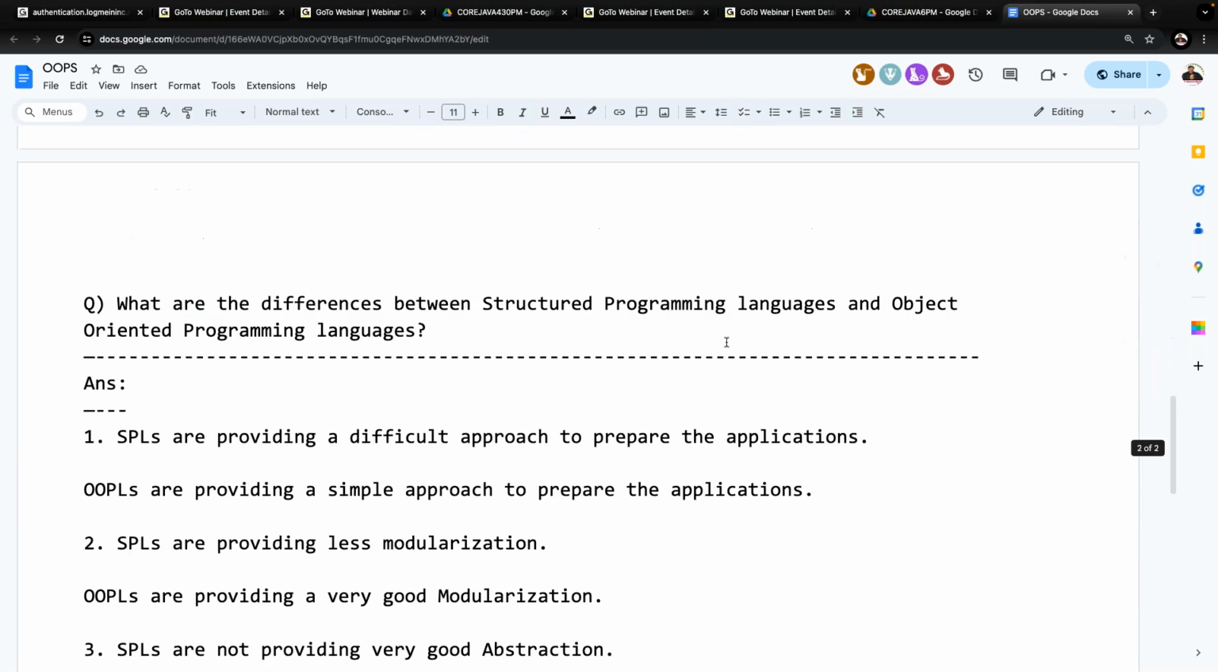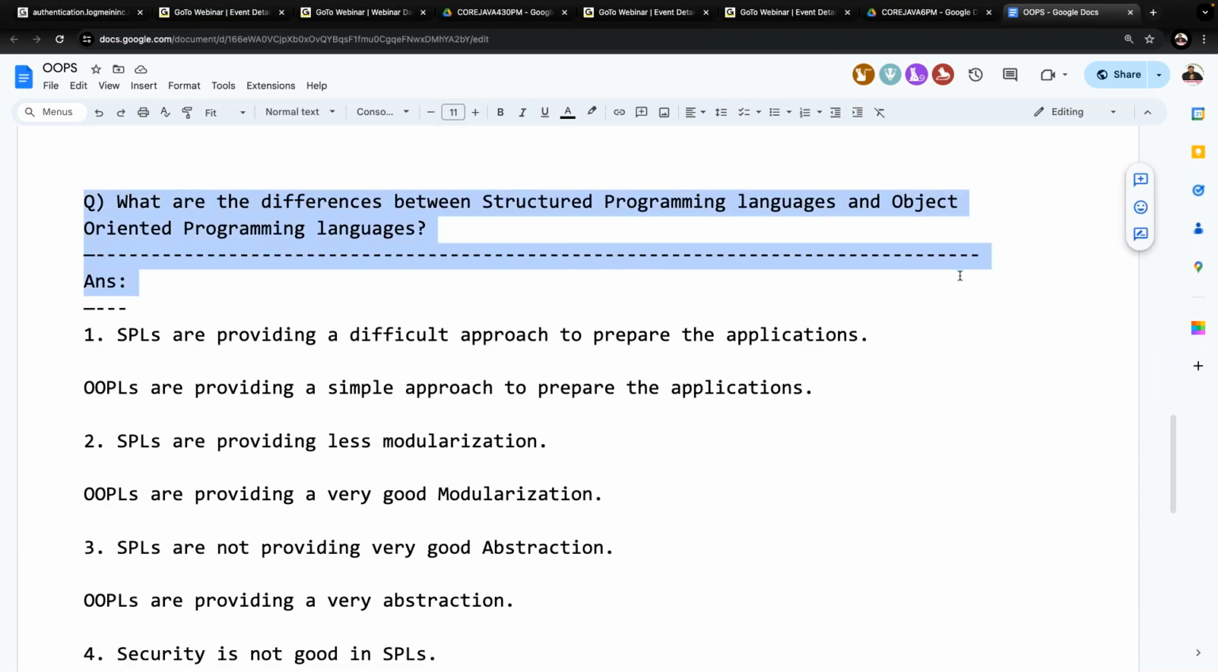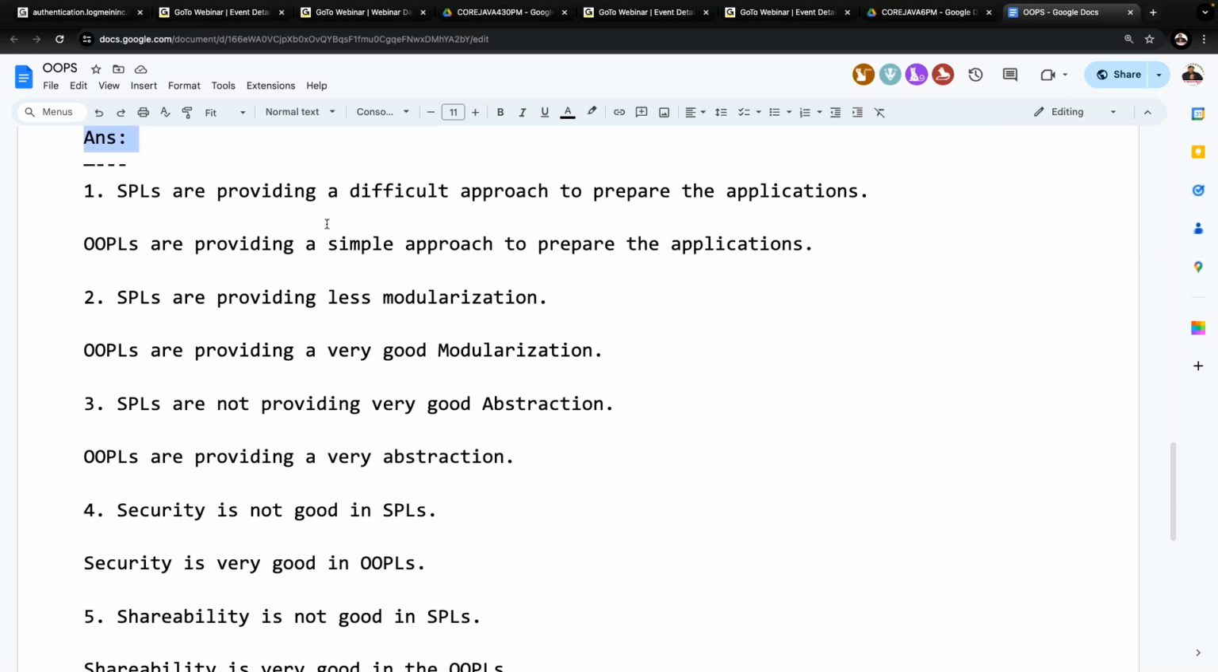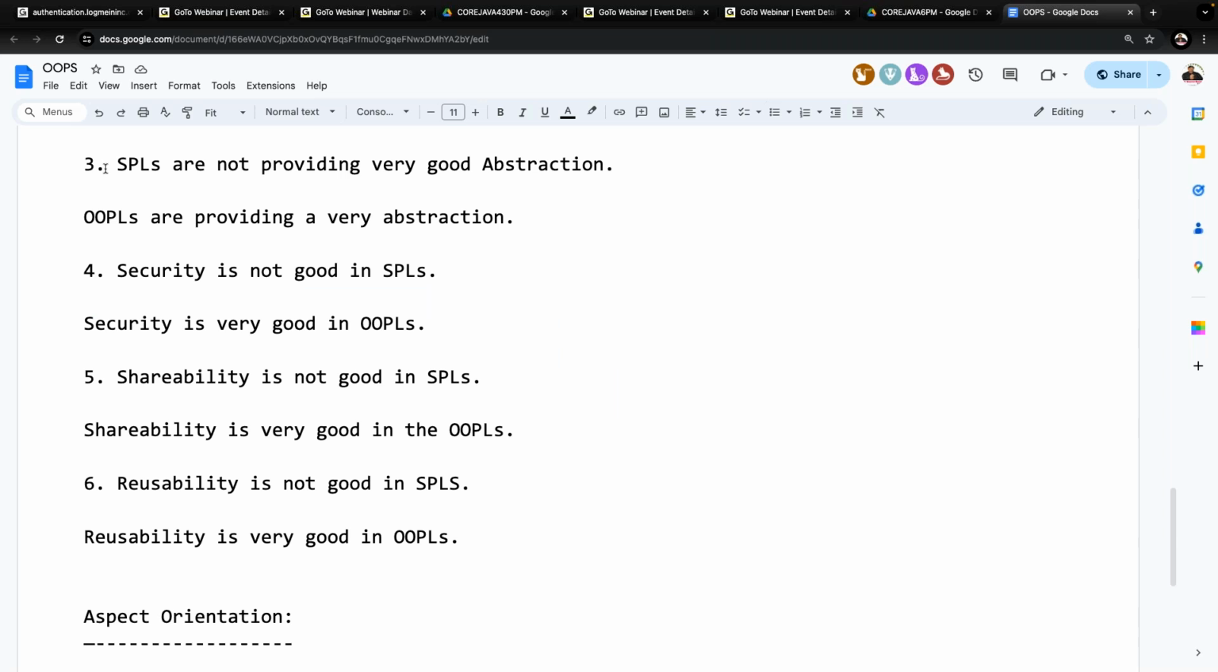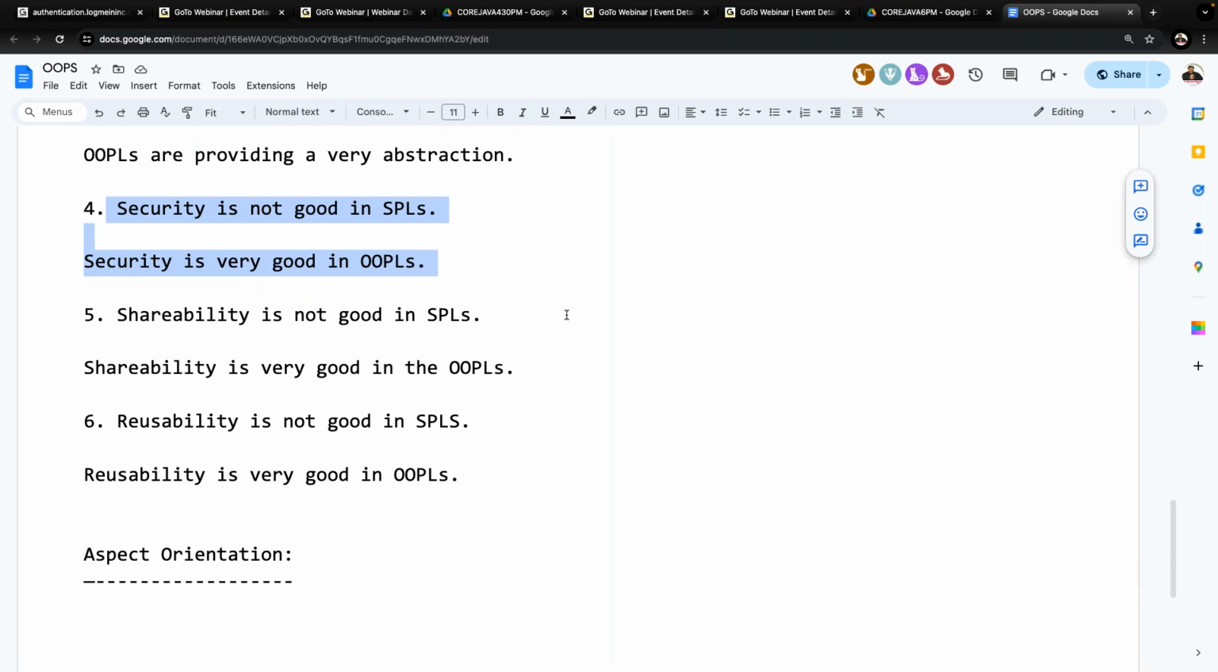Then we have one more question. What are the differences between structured programming languages and object-oriented programming languages? Structured programming languages provide a difficult approach to prepare the applications, whereas object-oriented programming languages provide a simple approach. Structured programming languages provide less modularization. Object-oriented programming languages provide very good support for modularization. Structured programming languages do not provide good abstraction, but object-oriented programming languages provide very good abstraction. Security is not good in structured programming languages. Security is very good in object-oriented programming languages.